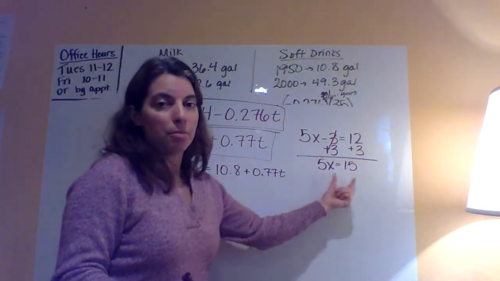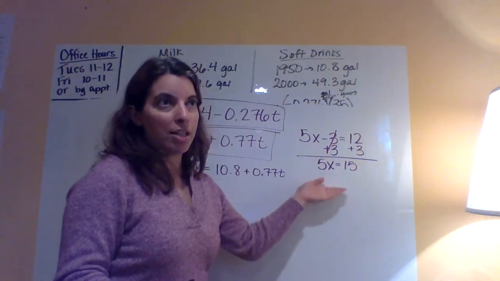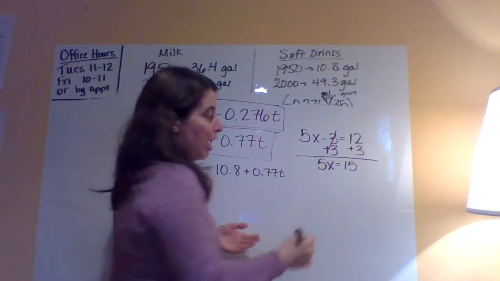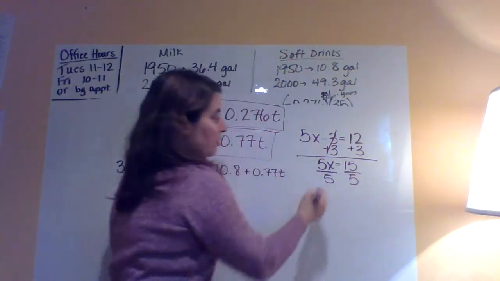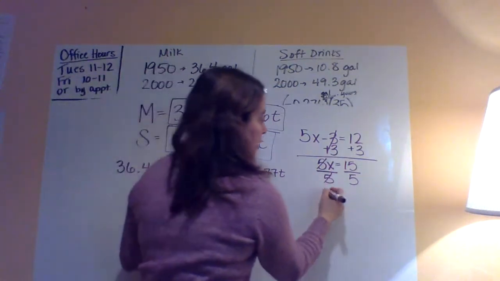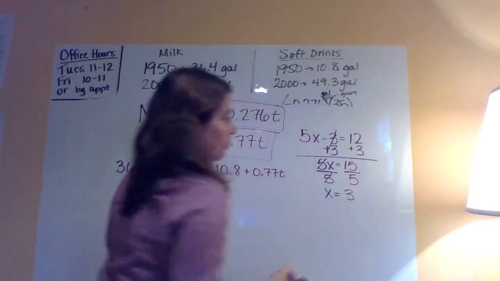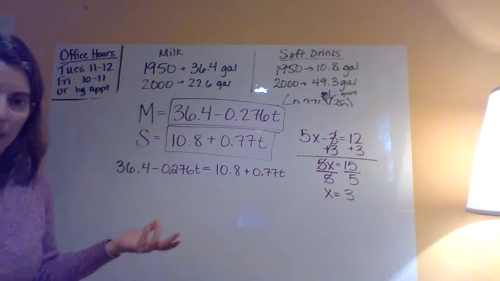Now I don't want to move the whole term. I just want to cancel out that 5. So I'm going to divide by whatever's in front of the x, because then I end up with a 1 there, and I get x equals 3. Okay, so you remember those steps that we did in Module 3.